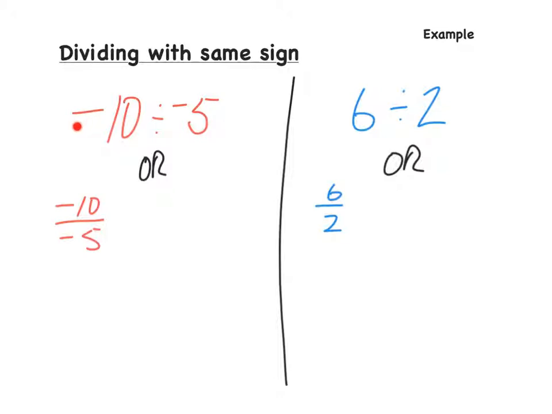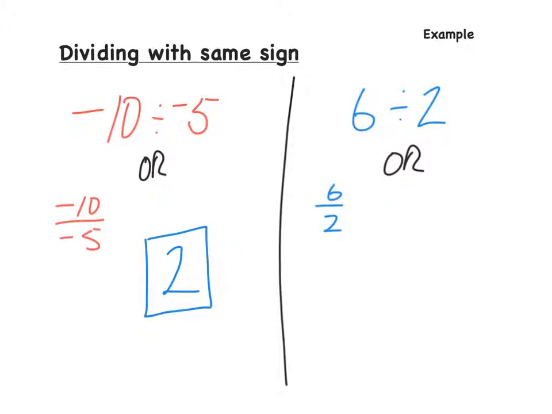We have a negative 10 divided by a negative 5. So remember, a negative divided by a negative, you're going to get a positive answer. So how many times does 5 go into 10? The answer is 2. This is a positive 2.